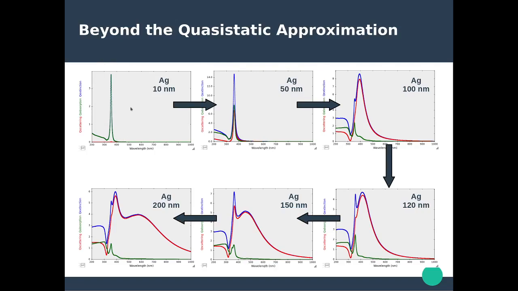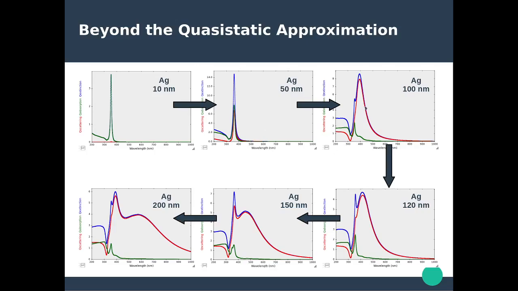So if we have a very small nanoparticle, you have only one very narrow plasmon resonance. That is what we have in the quasi-static approximation. So you see that in that particular case, most of the extinction is actually absorption. So you have a strongly absorbing nanoparticle, very little to no scattering. As you increase the size a little bit to 50 nanometers, you see that now you have more scattering. So you have a fairly equal contribution of scattering and absorption to the extinction cross-section. You start seeing some slight broadening of the plasmon resonance.